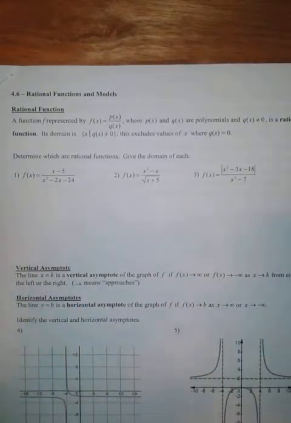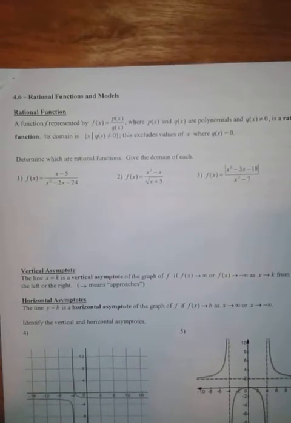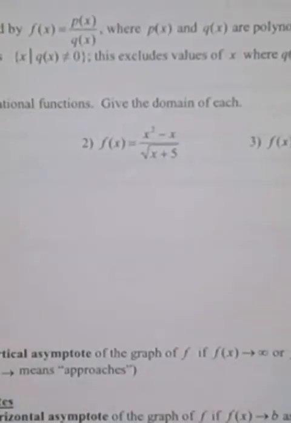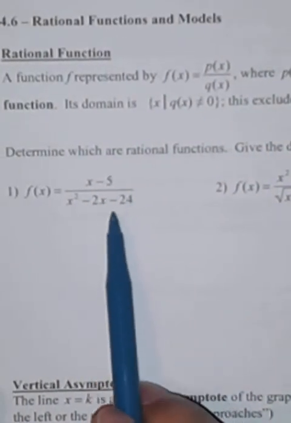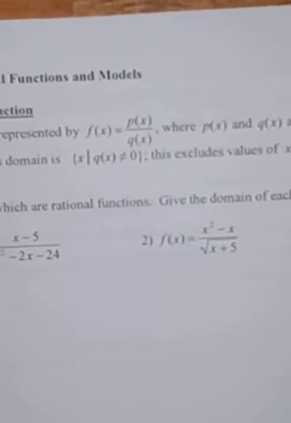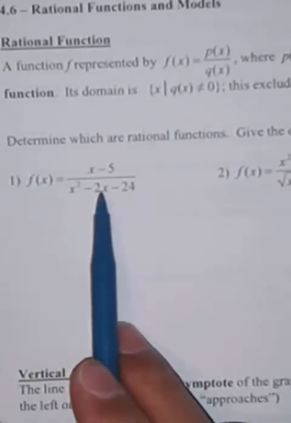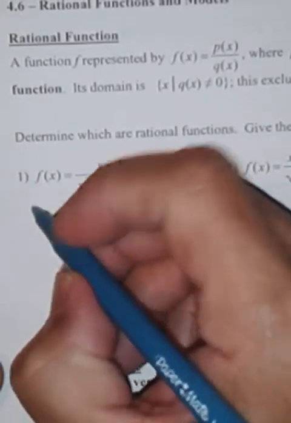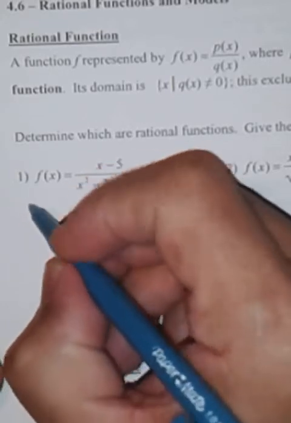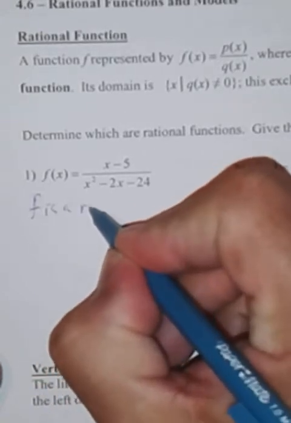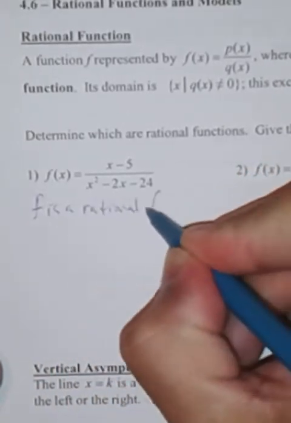Okay, so determine which are rational functions and give the domain of each. Let's take a look a little bit closer here. Again, it's in the form of a fraction, but to be a rational function, the numerator and denominator both have to be polynomials. We look at number 1, they are both polynomials, so therefore f is a rational function.